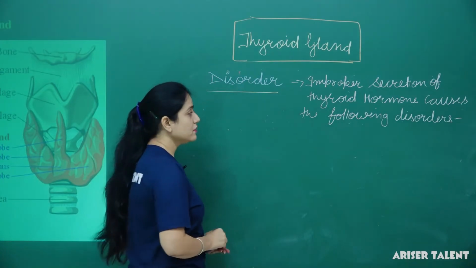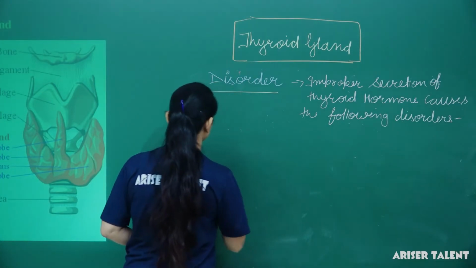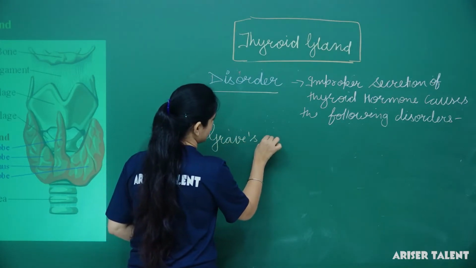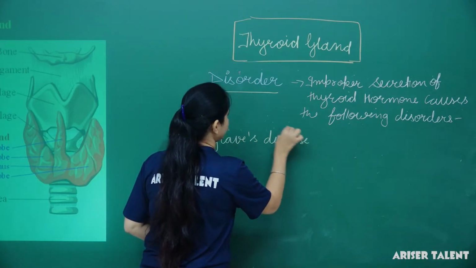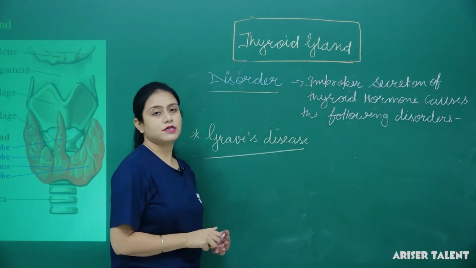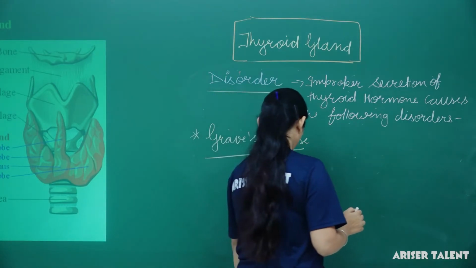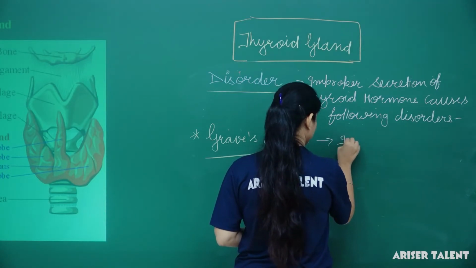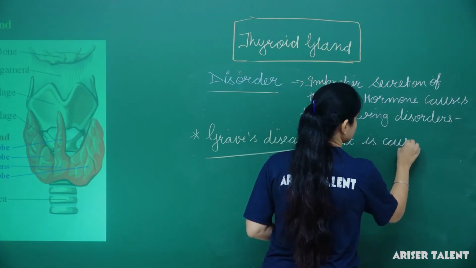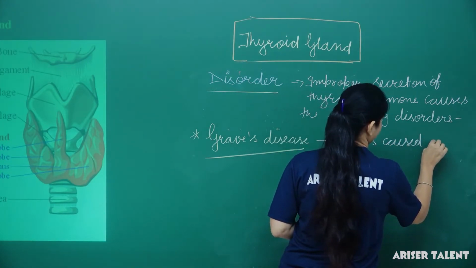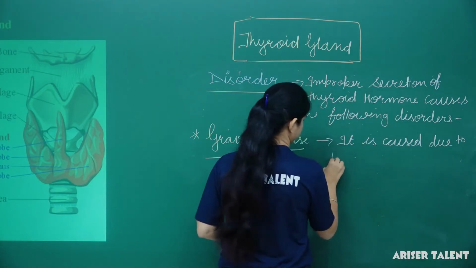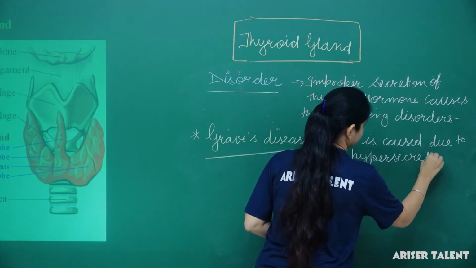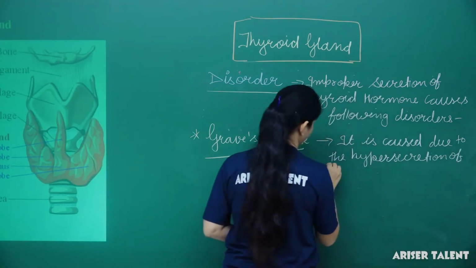Number 1, Graves' disease. Generally, it is caused by hypersecretion of thyroid hormone. Okay, generally it is caused due to the hypersecretion of thyroid hormone.